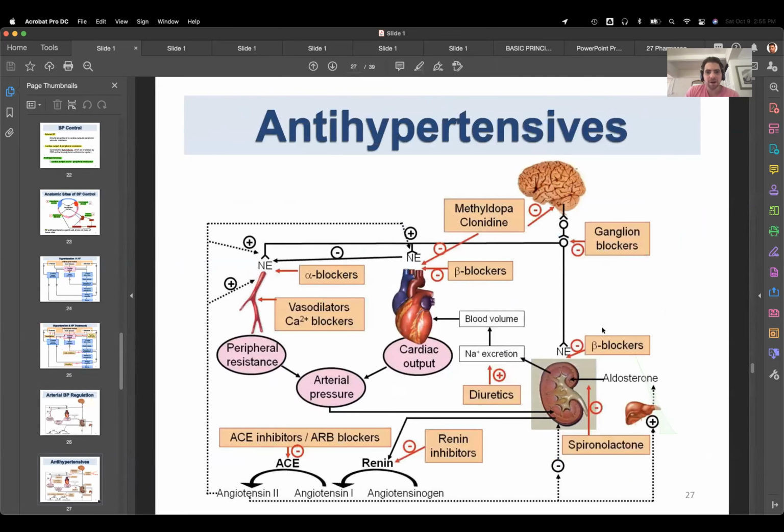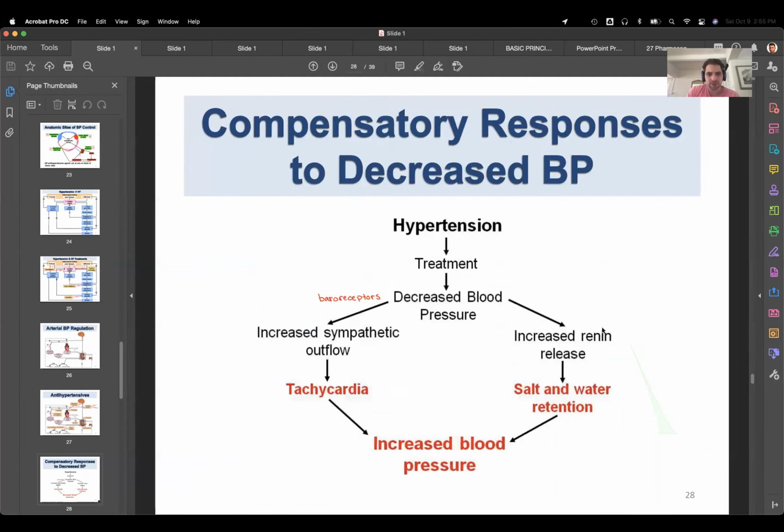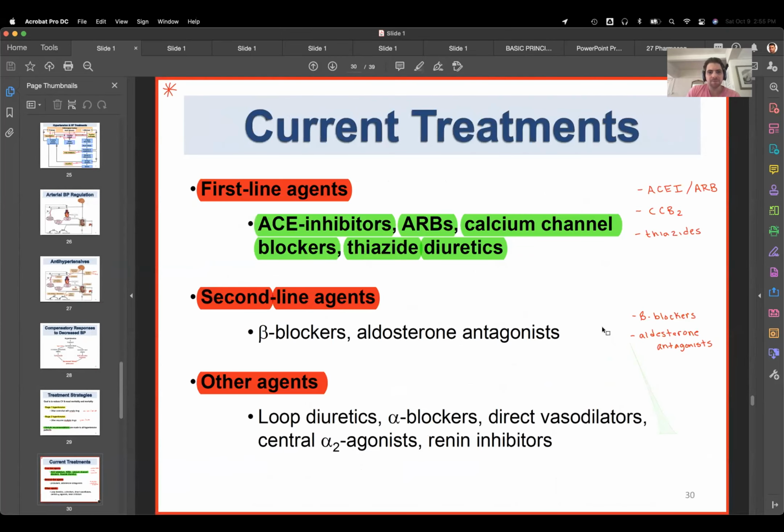So again, we're not going to go through how all this works. I just want to talk about the drugs. So, current treatments. If you're in heart failure, you don't want to be in volume overload, you want to decrease the volume. So first line agents such as ACE inhibitors are going to be very important. You need to know which ones are first line, which ones are second line, and whatnot. These all fall together.